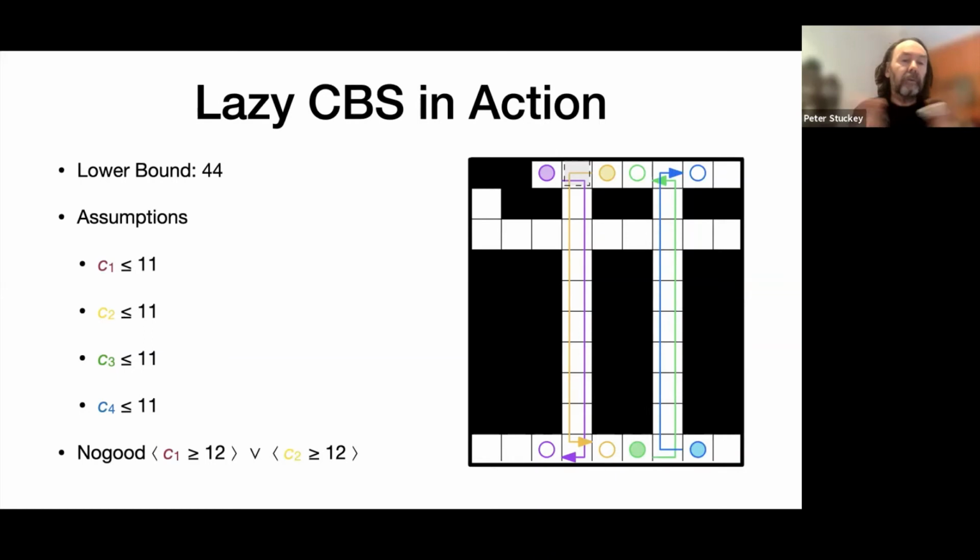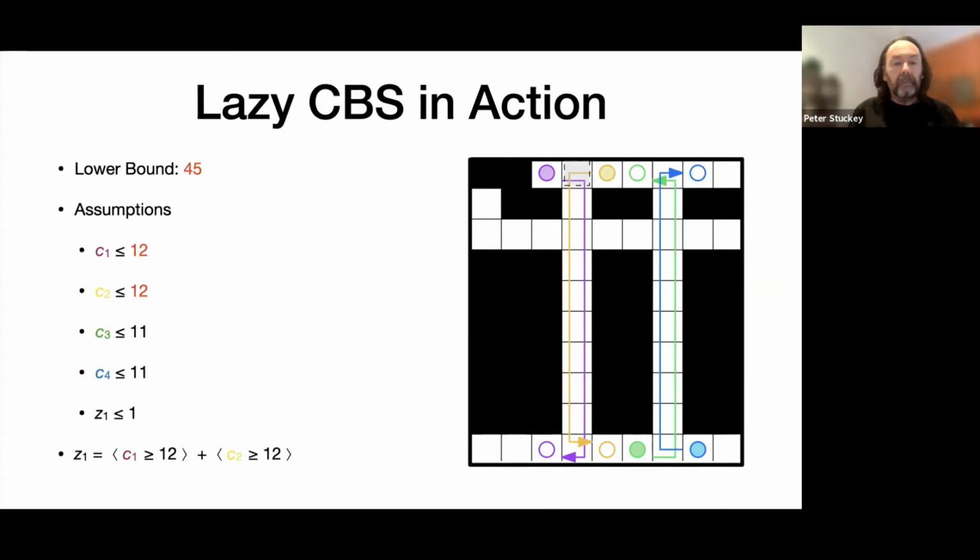So the current objective is basically saying the sum of C1 plus C2 plus C3 plus C4. I'm going to basically say, well, look, I know that that sum has to be greater than or equal to 45 now, because at least one of C1 and C2 has to be greater than or equal to 12. And I'll actually add a Z variable, Z1, which counts the number of them which are greater than or equal to 12. So I'll relax both of the bounds on C1 and C2 to be greater than or equal to 12, right? But I'll enforce using Z1 that only one of them can be equal to 12.